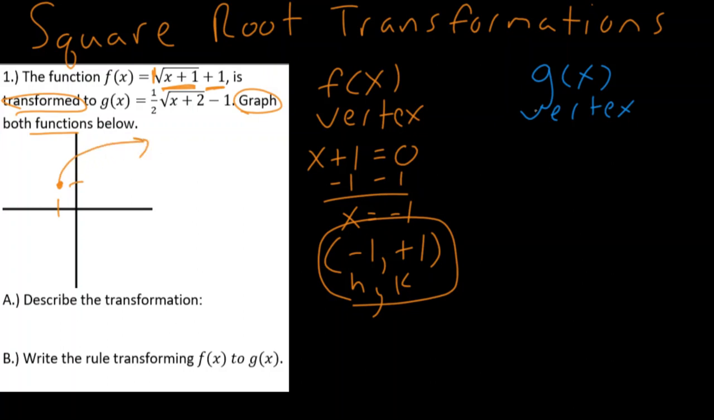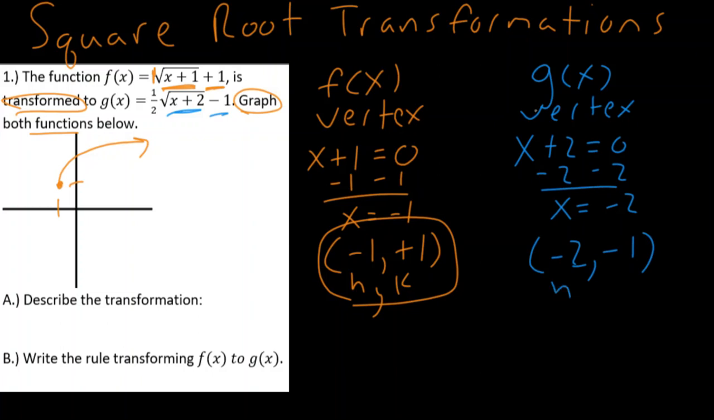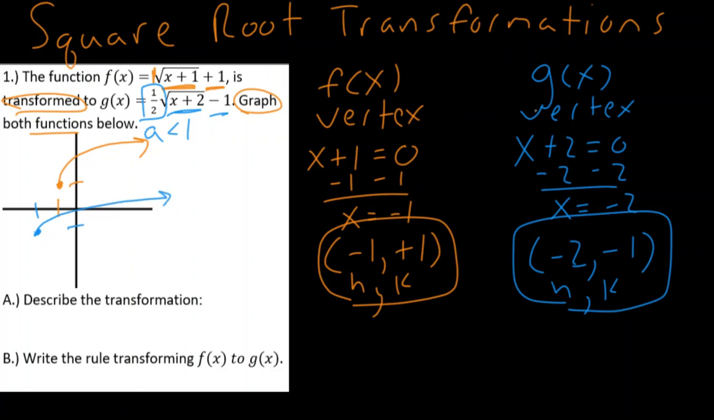Now let's take a look at g of x. For g of x, I see that inside the grouping for the vertex, we have x plus 2. We'll of course set that equal to 0, and we'll subtract 2, and x is equal to negative 2. Comma, my k value is negative 1. So my h comma k, or my vertex for g of x, goes to the left 2, and of course down 1. And notice here that my a value is still positive, so it opens up, but it's the fraction 1 half, which is less than 1. I'll write that a is less than 1. So that means it's vertically compressed. It opens up at a very slow rate compared to the original function.